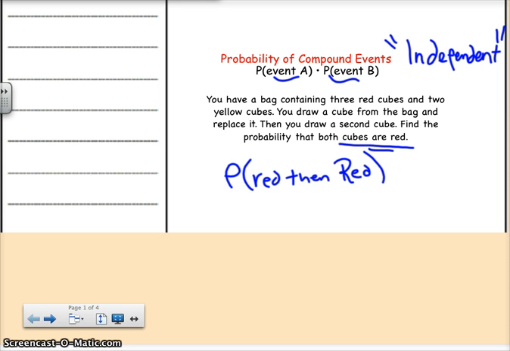Since I put them back, I can just multiply the 2 probabilities. So the probability that I draw a red one, how many do I have? 3 out of 5. I put it back, so I still have 3 red and 2 yellow. So I multiply that by 3/5, which is 9/25. Notice, if I multiply by the same thing, this is really 3 squared over 5 squared, because I have two 3s, two 5s.